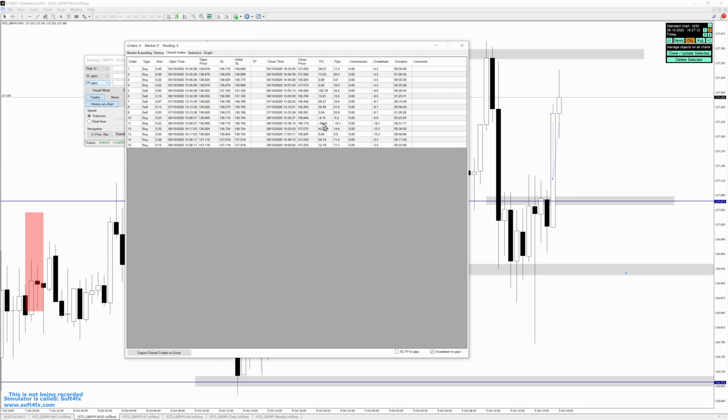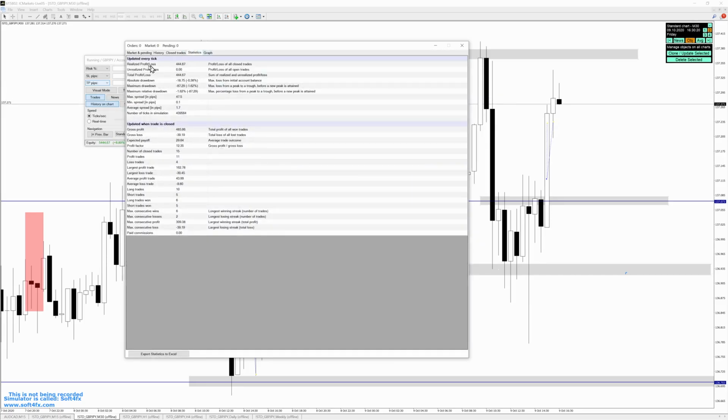PNL is right over here. Had one loss over here. Drawdown, you have drawdowns over here. One drawdown exceeded 18. I mean, that's where we got stopped out. Yeah, so look at this over here.